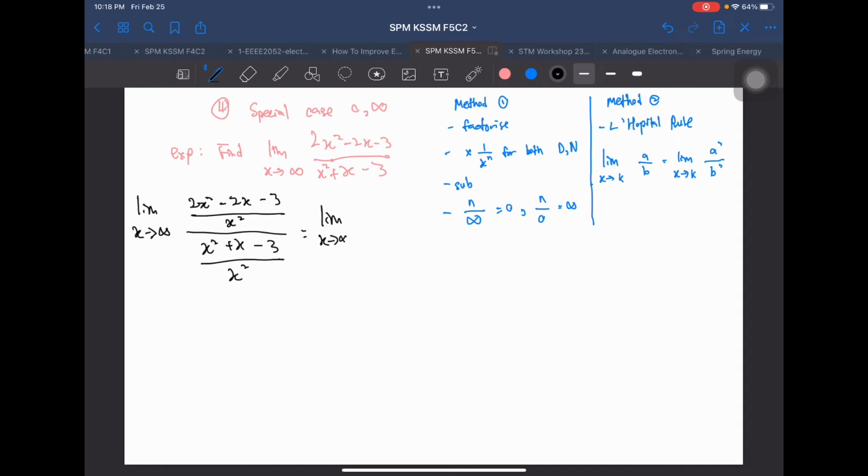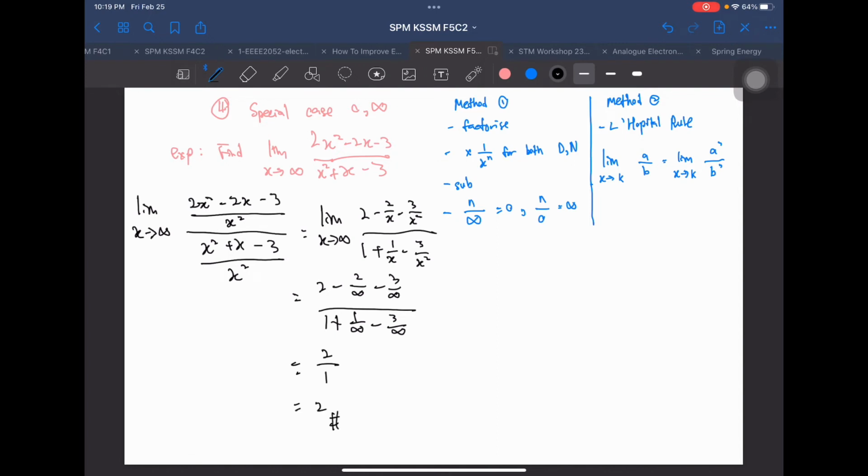So what did you get? x squared divided by x squared, you got this. Then this one, you got this. Okay, so if you sub infinity inside, what you got is this. So what is anything divided by infinity? It is 0. So you cancel out everything, you got this.